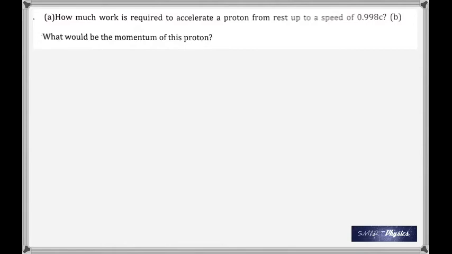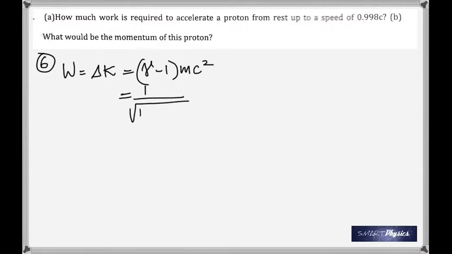How much work is required to accelerate a proton from rest up to a speed of 0.998 c? And in the B part, what would be the momentum of this proton? How much work is required to accelerate a proton? Okay, work is nothing but the change in kinetic energy, and we have the formula for change in kinetic energy as gamma minus 1 mc squared, and gamma is 1 by 1 minus v squared by c squared.